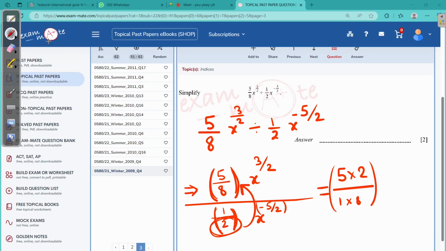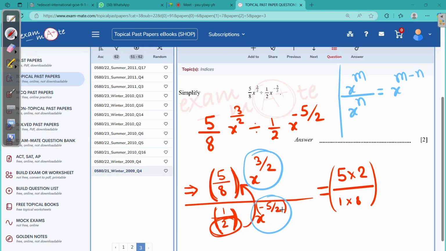Now, how will you manage your x part, or we can say the variable part? You don't want to make it negative, right? See, you know this rule, law of exponent. If you have the same base and numbers are in the division, like x raised to power m divided by x raised to power n, the rule should be to subtract. So the rule is x raised to power m minus n, right?